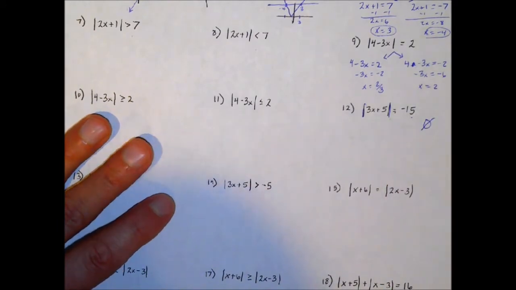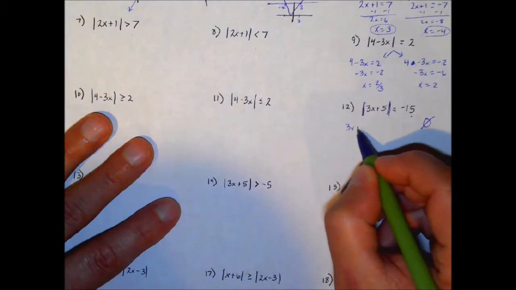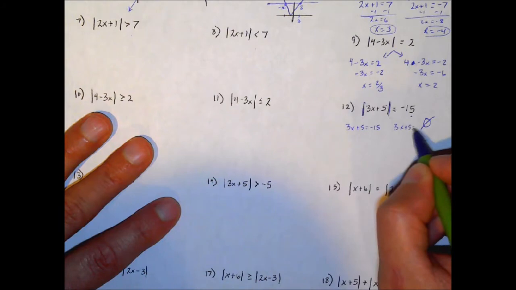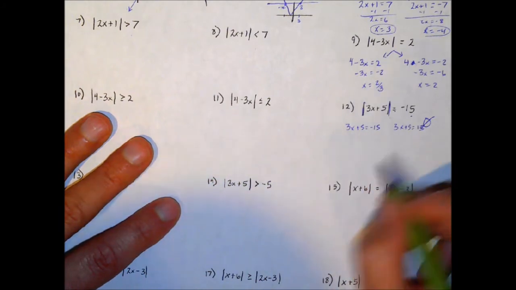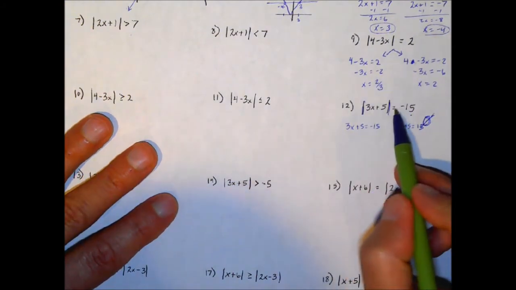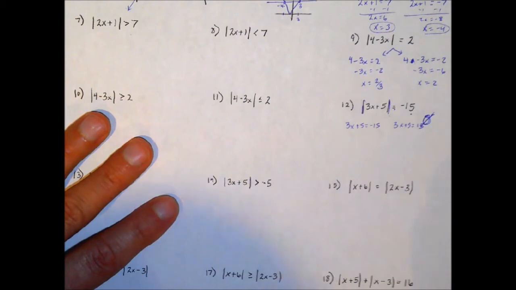Okay, if you would work it out, it equals negative 15 and equals positive 15. When you take those answers and plug them back in, they won't work. So you can see that there would be no solution. But hopefully you realize when you see absolute value equal to a negative number, there's no solution to it.